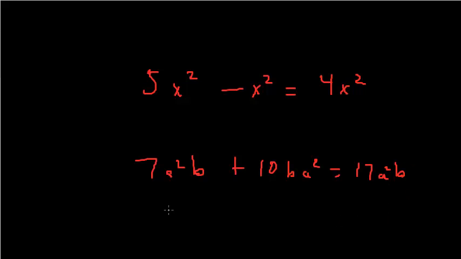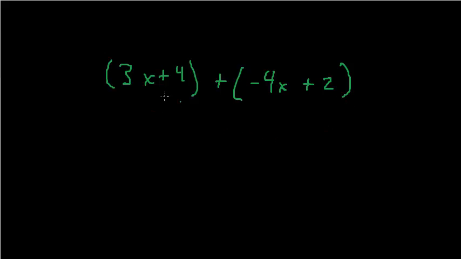If they do not have the same variables to the same powers, they are not like terms and you cannot add them together. For example, 3x squared plus x. They have the same variable, but not to the same power, so you cannot add them together. And this is as simplified as it gets. Also, 3x squared plus y squared, they have the same powers, but they aren't the same variables, so again, they are not like terms, and you cannot add them together. Only when you have the same variable to the same power.